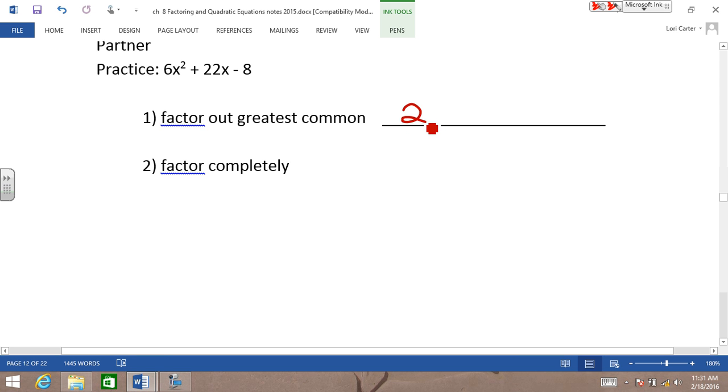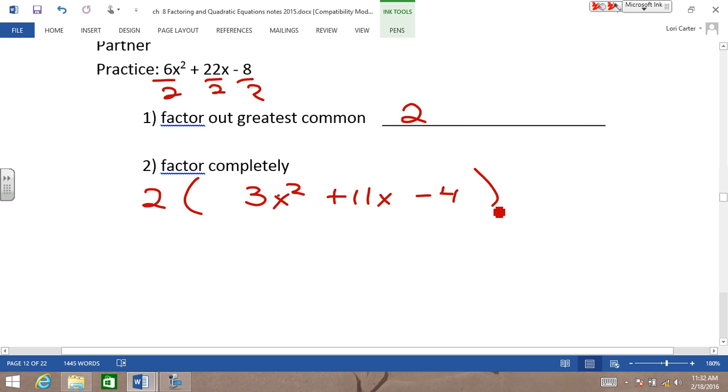Now the reason we take it out is so my numbers get smaller. Will I get the same answer if I don't? You will, but will you be working with big numbers? And are you good at that? Not very much. So we take the 2 out and we're left with what? 3x squared plus 11x minus 4. When you're factoring now, you ignore this guy. Okay, he's kind of like, any of you got little brothers?